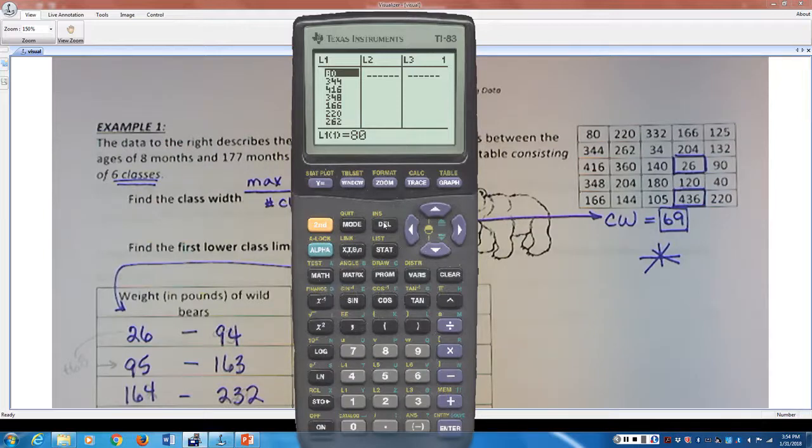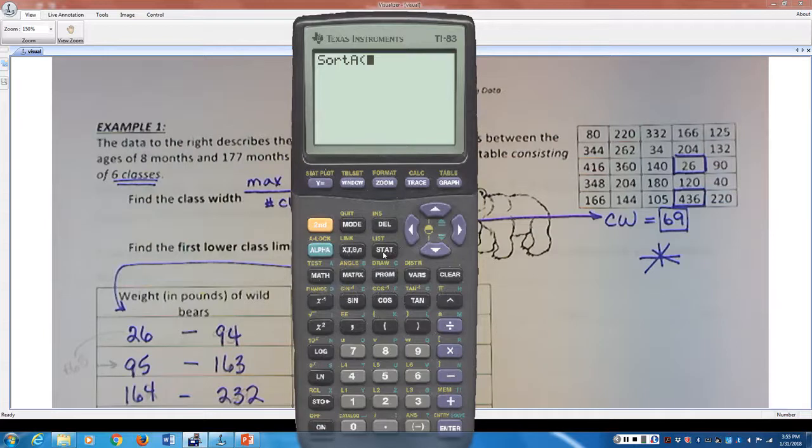Okay, we all happy with our data? Okay, hit the stat button again. This time choose option 2. Sort A means sort ascending. Start at the littlest one, end with the biggest one. Sort D means sort descending. Start with the biggest, end with the littlest.